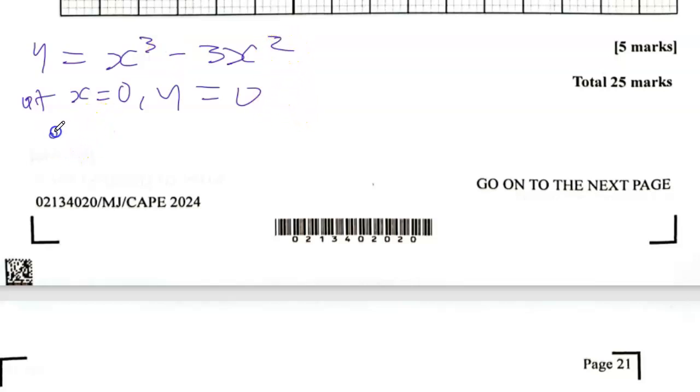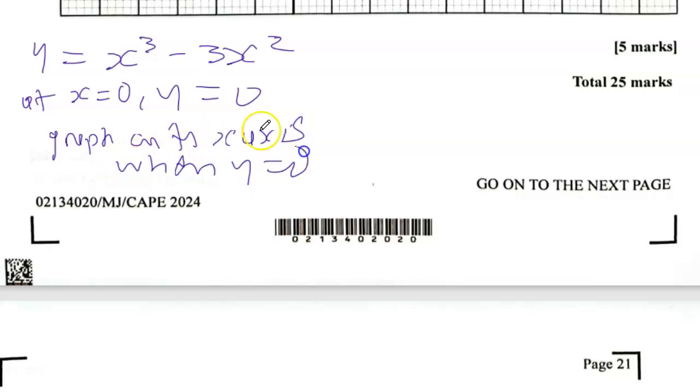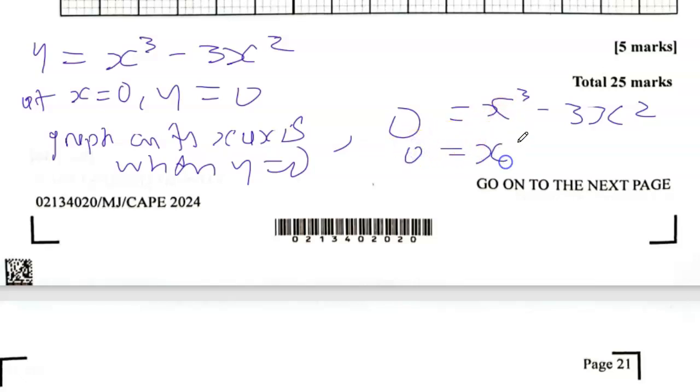The graph cuts the x-axis when y is 0. So replace the y with 0. We get 0 equal x cubed minus 3x squared, and we can factor out x squared. We'll be left with x minus 3, and we equate this to 0. So equate the factors to 0.